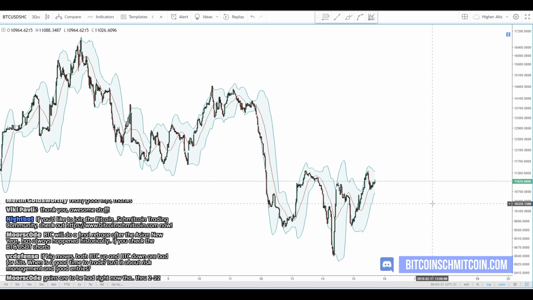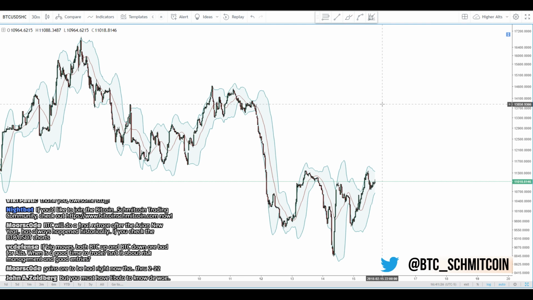Sorry. BTC will do a final retrace after the Asian New Year. Has always happened historically. If you check BTC USDT alts. Okay.